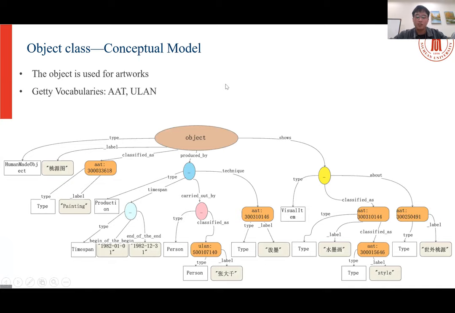The object class is used for artworks. Object is used to describe Zhang Daqian's work, Peach Blossom Spring, which has attributes of artworks, including work title, author, creation time, style, scene, technique, and material. The object class applies the Getty vocabularies AAT and ULAN.